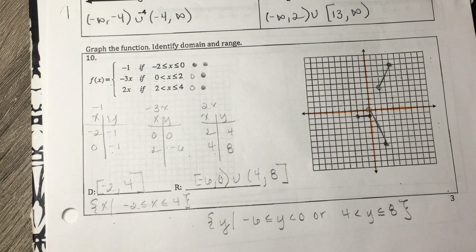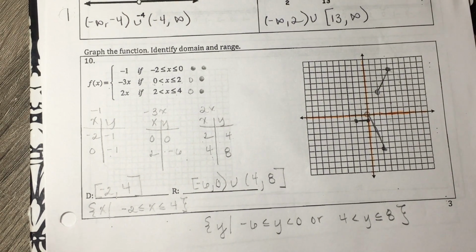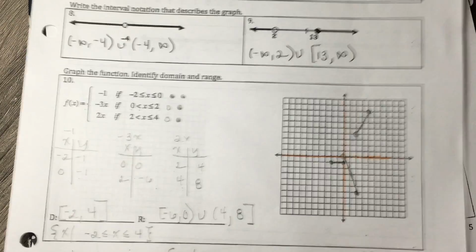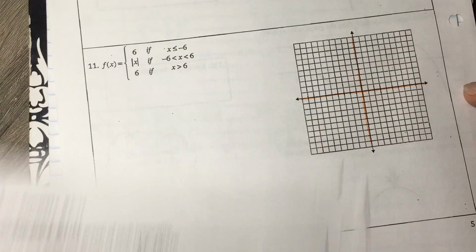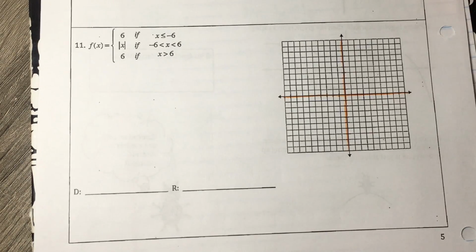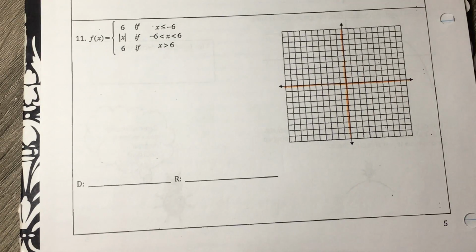All right, there's number 10. Good time to stop the video. Try to stay alive here, and we're going to do one more. All right, so that's page 3. The next one we're going to take a look at is on page 5. Page 4 is going to be our homework. Page 5 will also be our homework, and I'm going to do one example from page 5. That's going to be number 11.